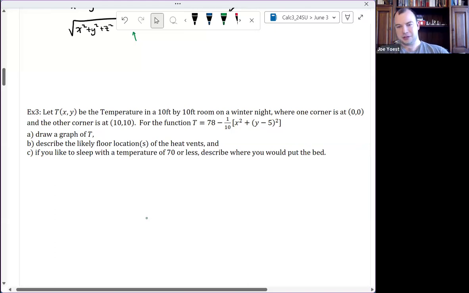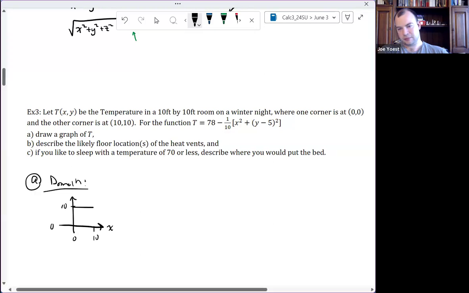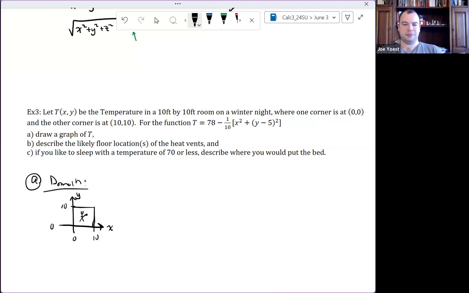Okay, so first off, let's just get an idea of our domain. It's not super complicated, but just to put it out there, what it is. So our domain is just this 10 by 10 square, right? These are the inputs that we're going to be choosing. This is where we're going to be standing with our thermometer and reading the temperature at that point in the room. So that's x and this is y.